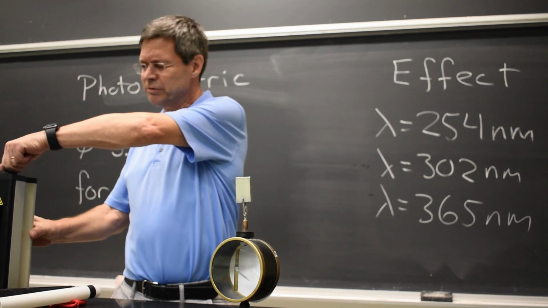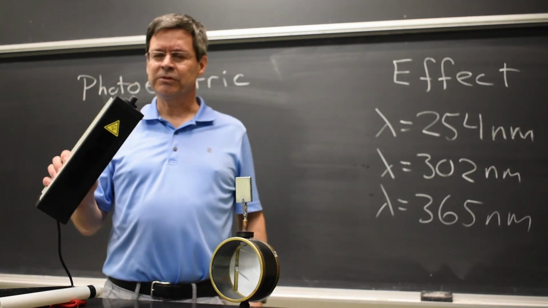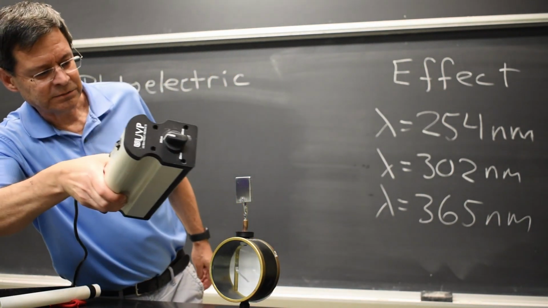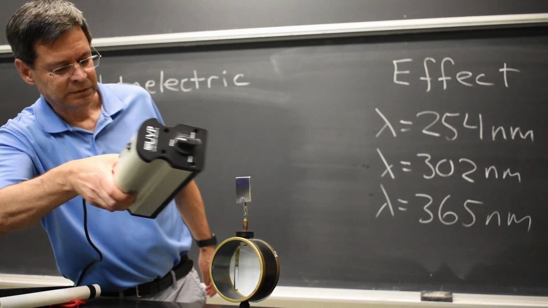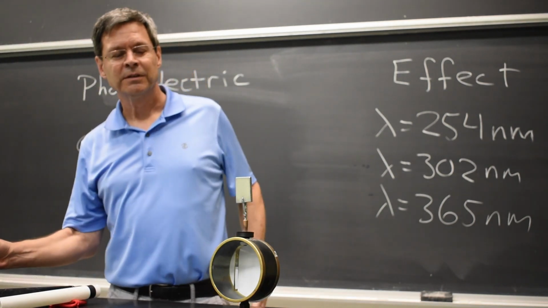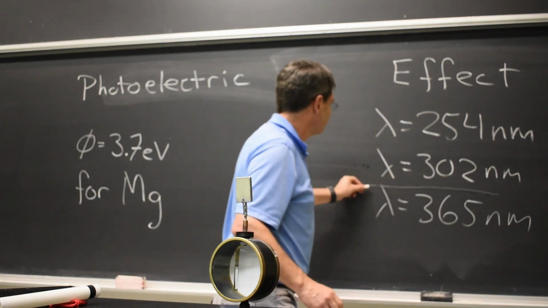Let's go back to 302, right? Let's go back to 302, make sure I did that right. All right, we're at 302 nanometers. Let's shine it on the metal. Oh, it was removed. It's not a fluke. So there's a cutoff between those two wavelengths.